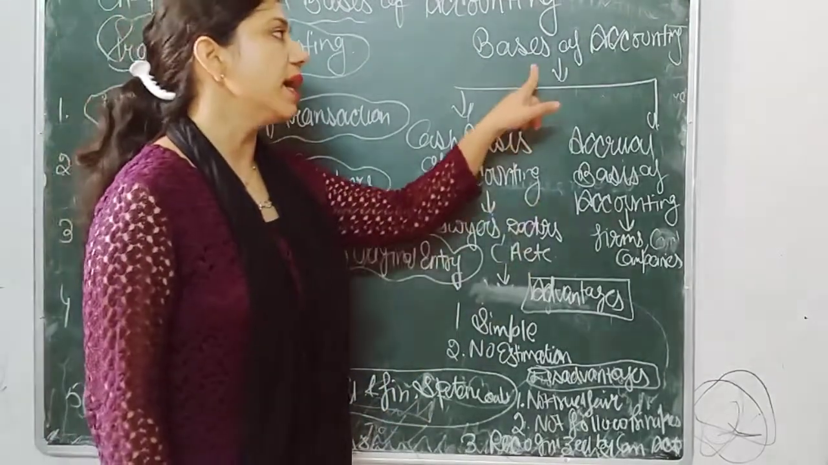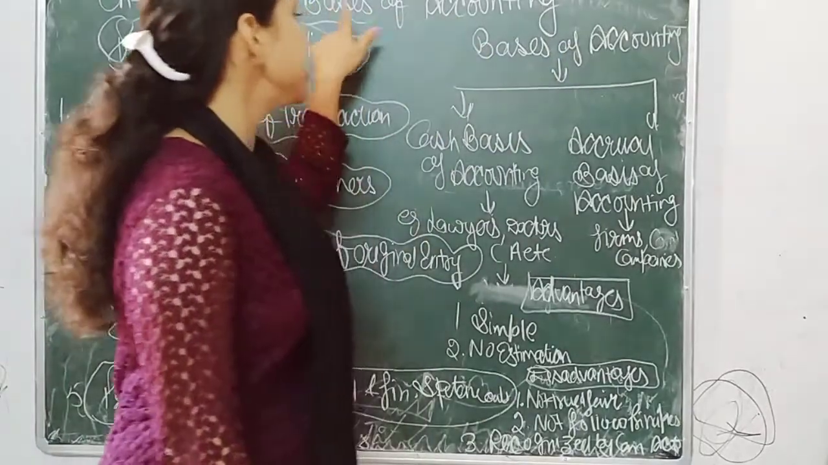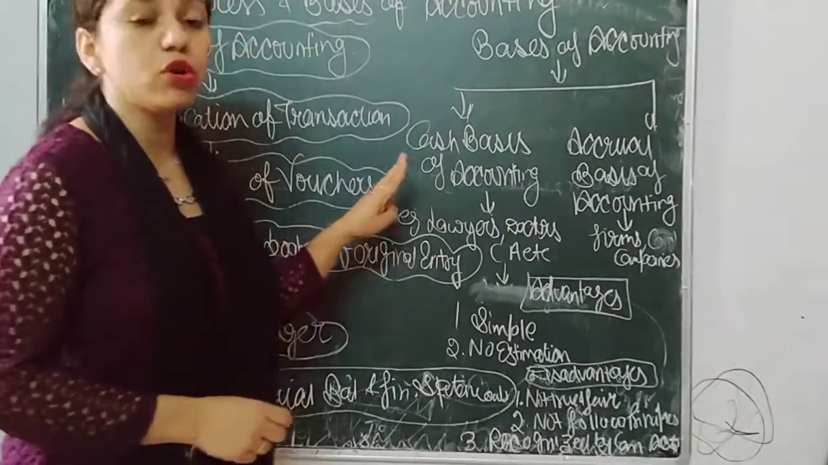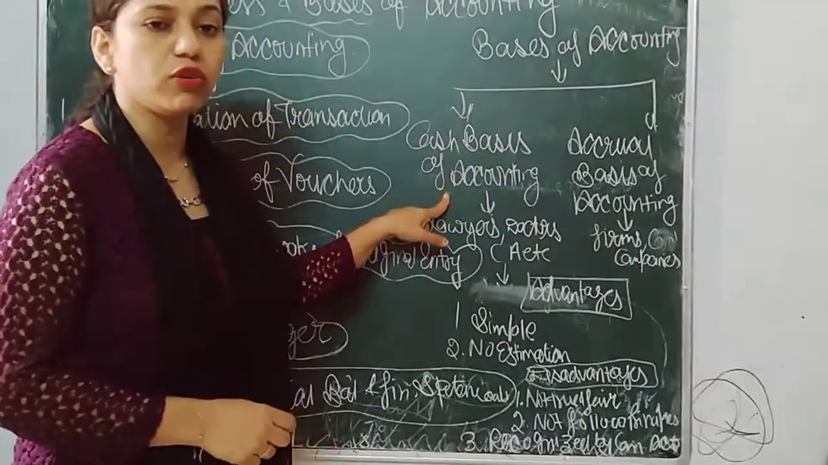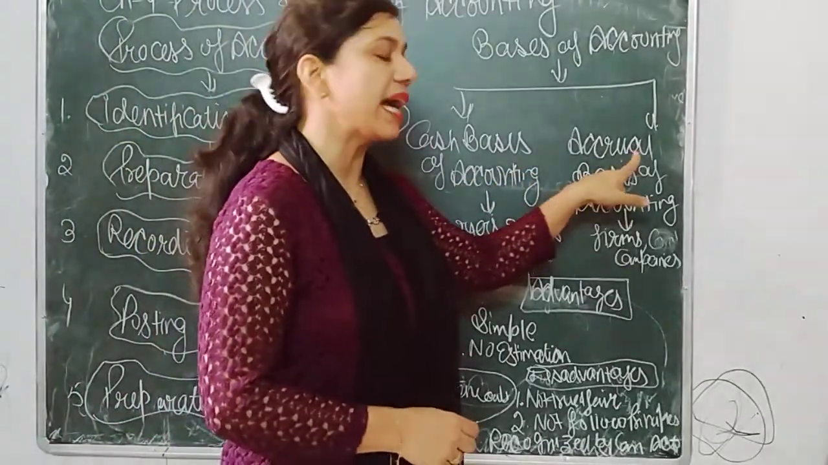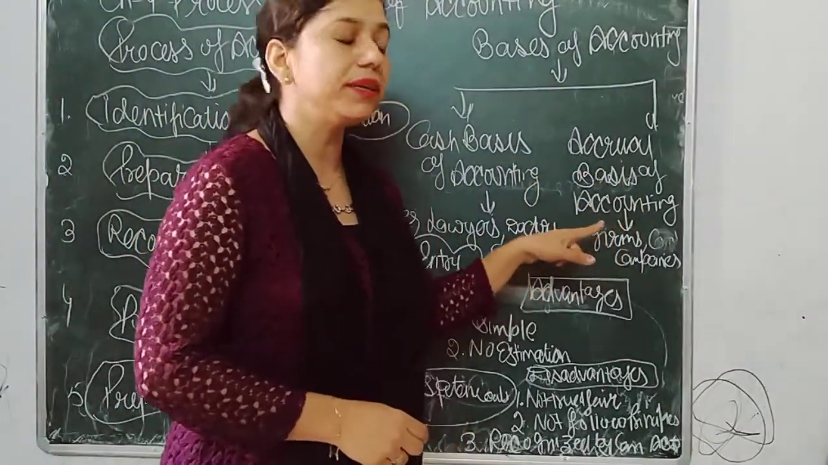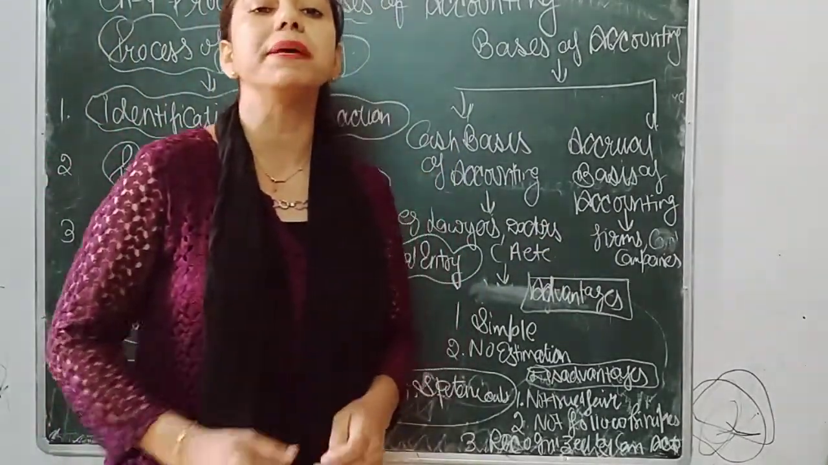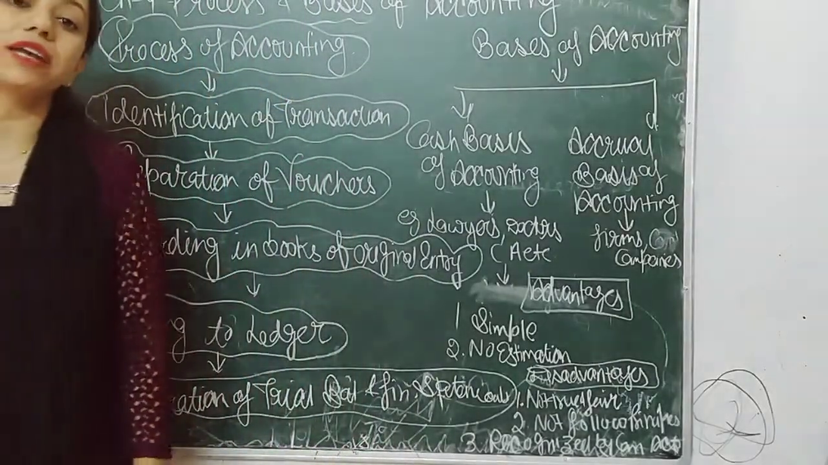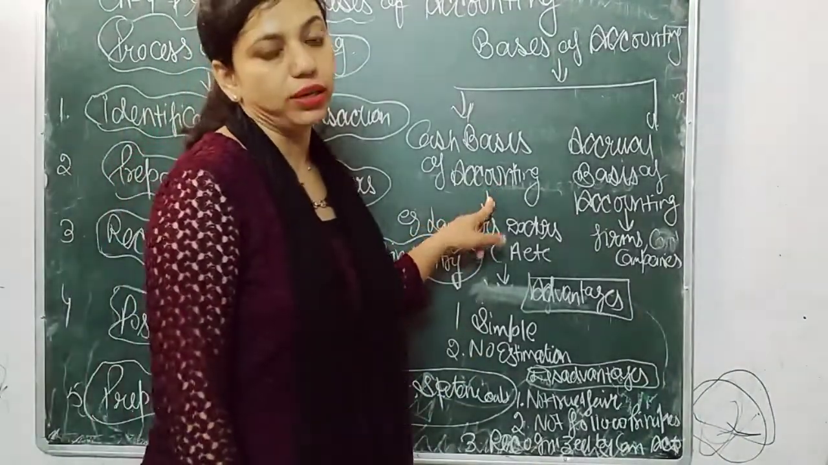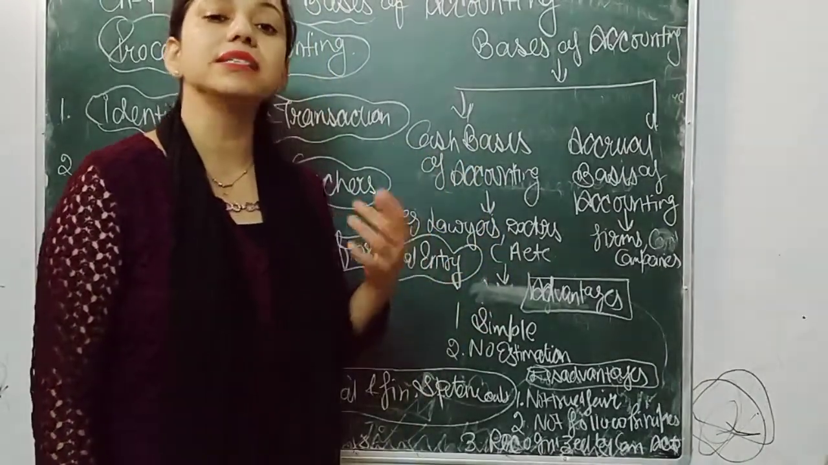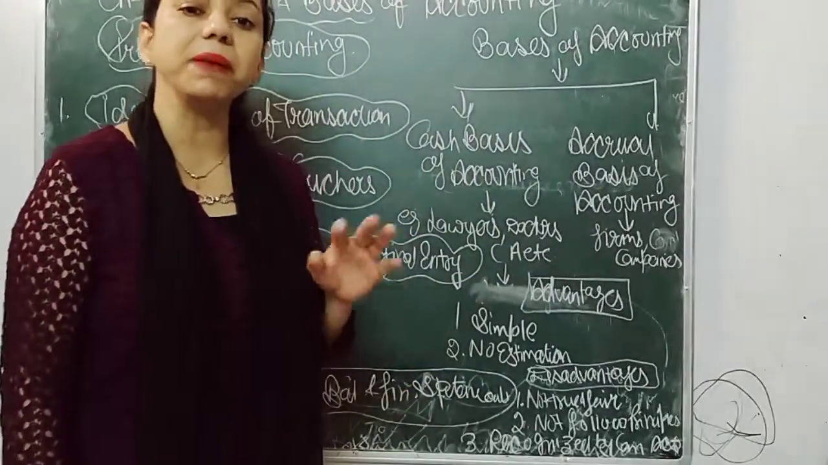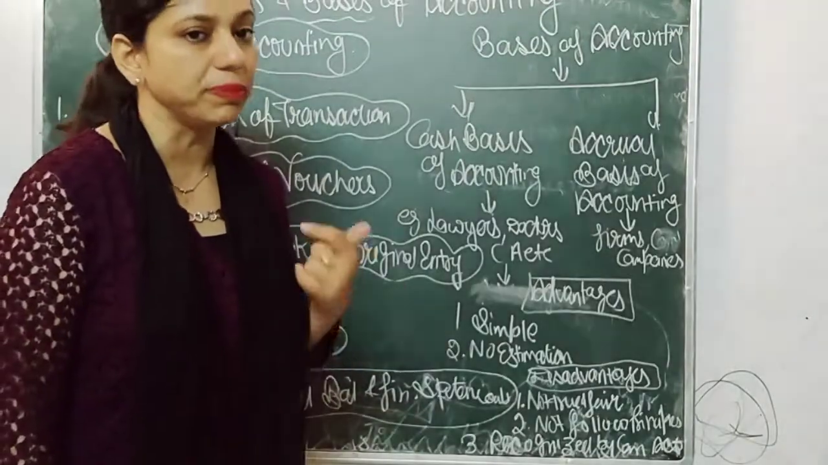Now we will do the remaining topic, that is basis of accounting. Accounting is based on two concepts. The first one is cash basis of accounting, and the second one is accrual basis of accounting. What does it mean? Cash basis of accounting means transactions are recorded on the basis of cash only. If there is any receipt of cash, only then it will be recorded in accountancy, and if there is any payment of cash, only then these expenses will be recorded.